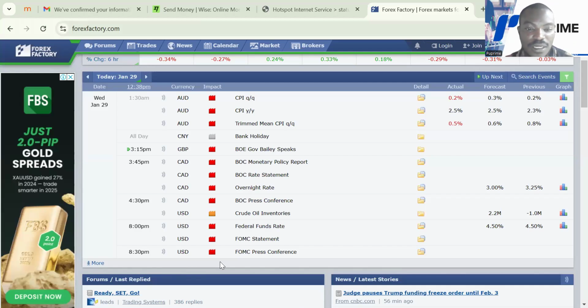Good afternoon, everybody. No wonder today is FOMC, and we are looking towards a lot of high impact news today. We're looking towards the first FOMC for the year, right? And we're looking towards pounds by 3:15, also the Canadian dollar by 4:30 p.m. Then 8 p.m. to 8:30, we're having FOMC on dollar. You can see that dollar started today with a gap, which I'm going to show us on the chart.